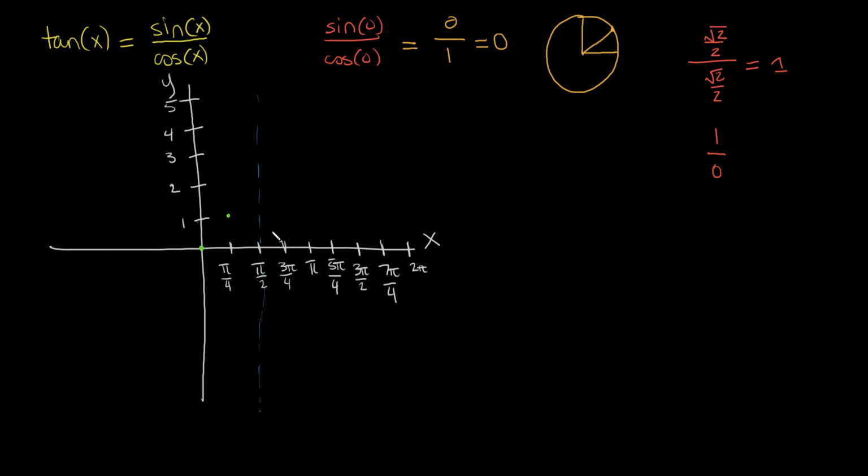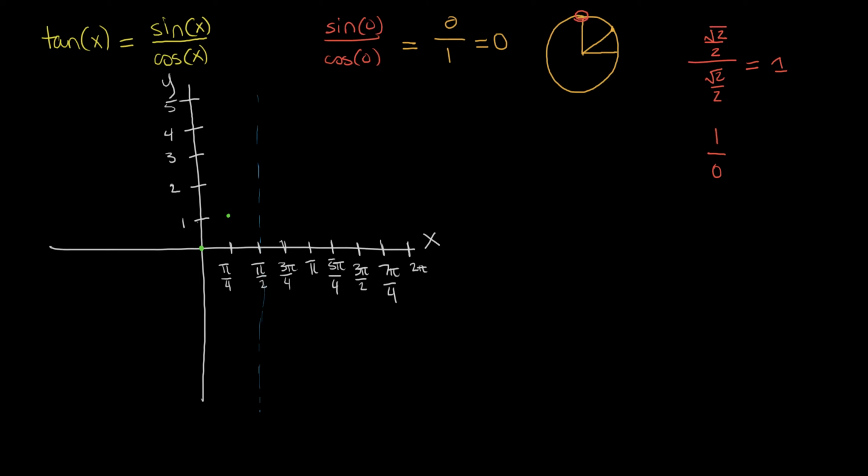And if you think about it that way, you see that around this 90 degree point, around this pi over 2 point, the sine is almost always going to be around 1, right? But the cosine is what starts to change. The cosine here draws nearer and nearer to 0.